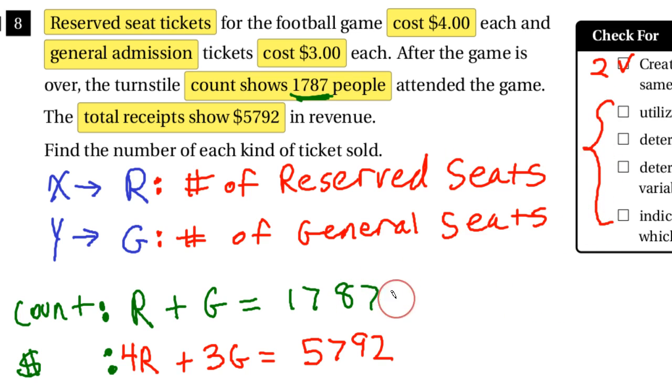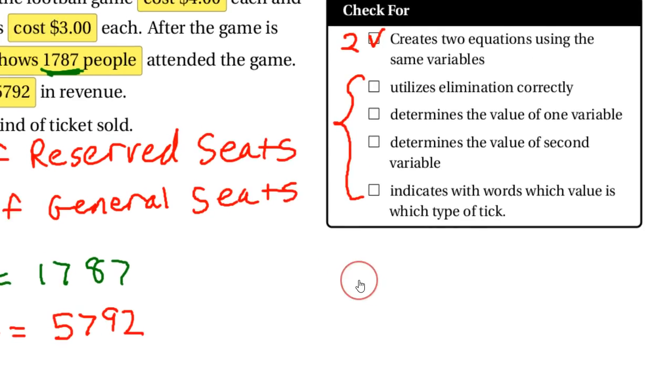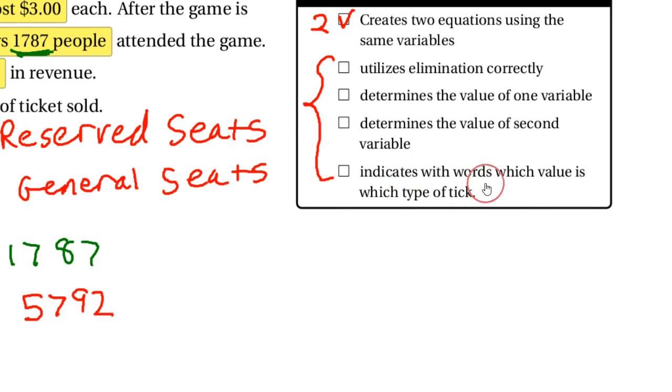So if you can pick up the problem from this setup right here, you should be able to solve it the rest of the way and find out how many reserved tickets there were, how many general tickets there were. And then the other big thing to note is that right here at the very end it says indicate with words which value is which type of ticket.